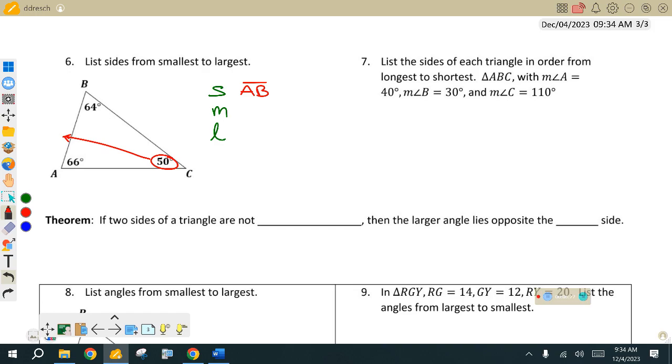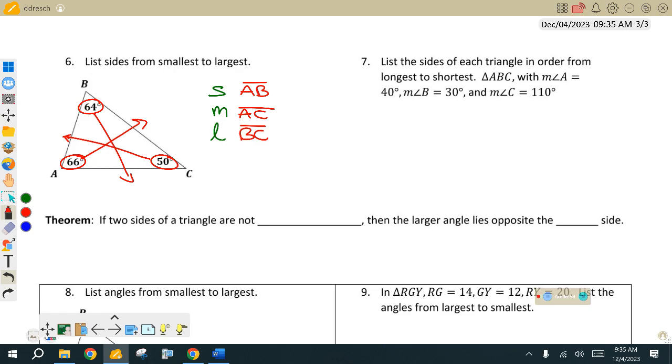What's my medium one? Small, medium, large. Angle what? Oh, okay, gotcha. Yep, B is 64. AC is my medium one, right? AC we just said. And then large, cross elimination says BC. 66, angle A is my largest. Opposite that is BC, as you said. Okay?